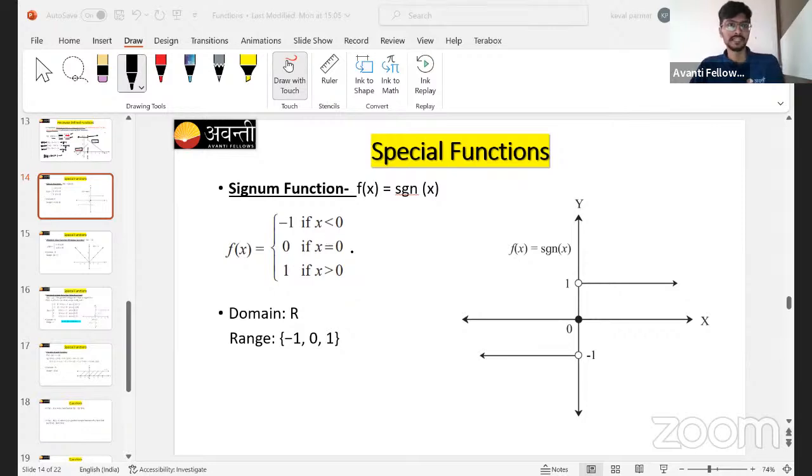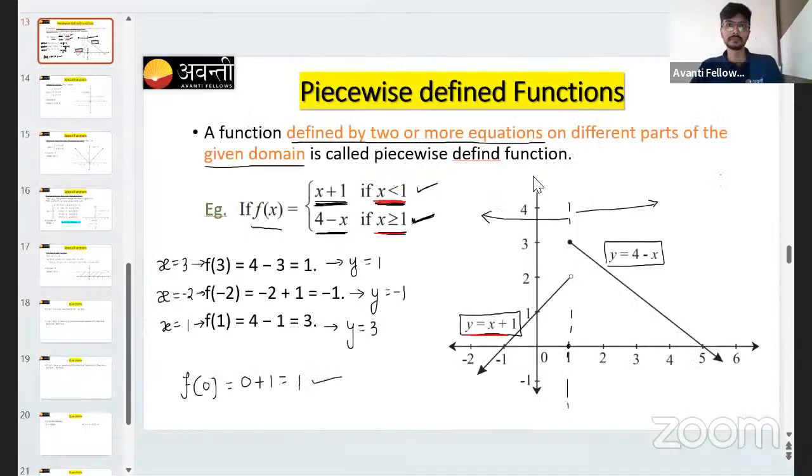Last time, if you remember, we were doing piecewise defined functions, right? We have studied what piecewise defined functions are and how they look. I hope my voice is clear, right? We were discussing piecewise defined functions, and in piecewise defined functions, we have four special functions. So let's see what those functions are.